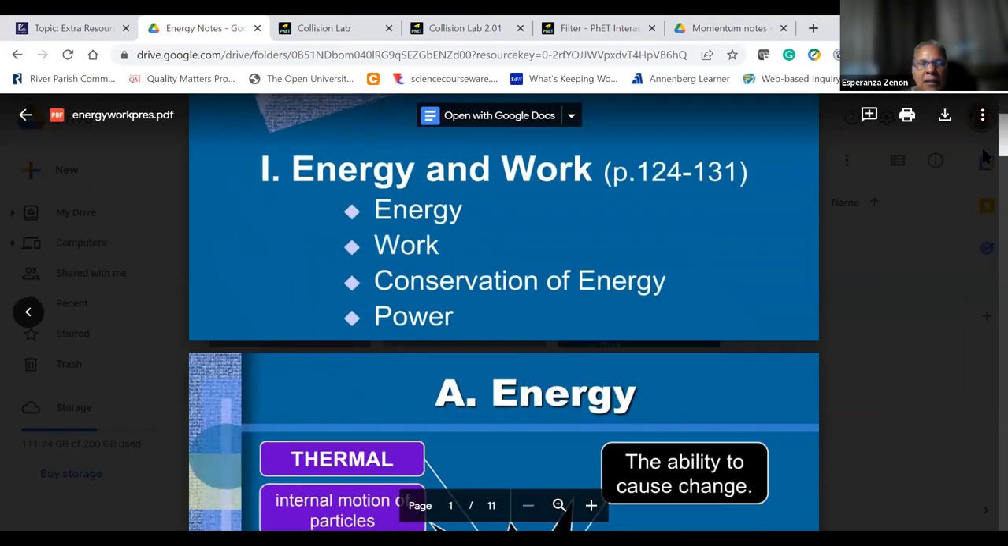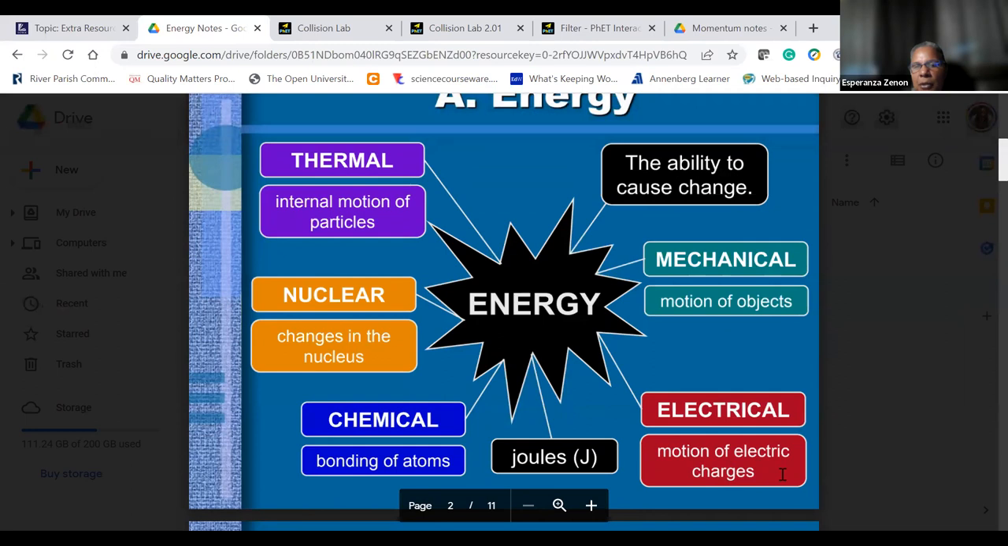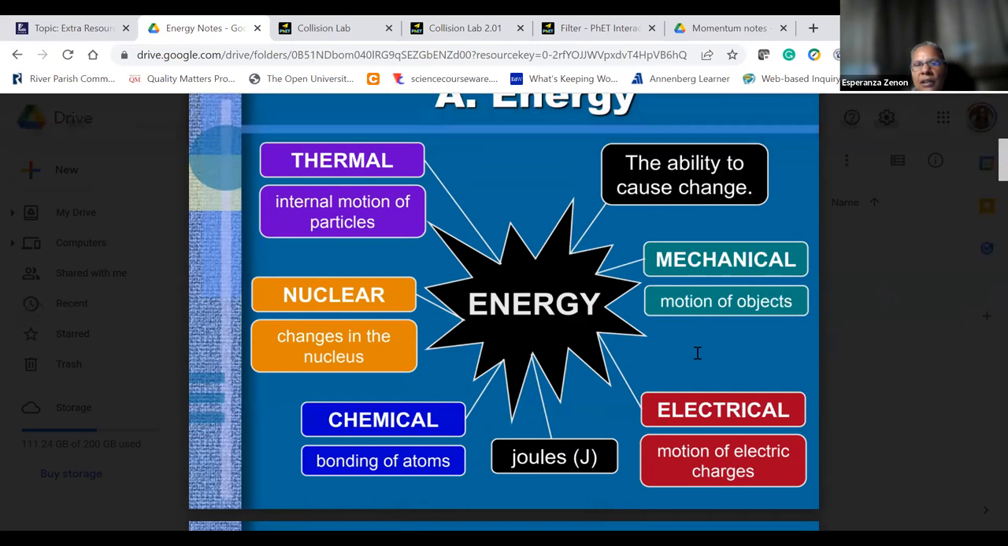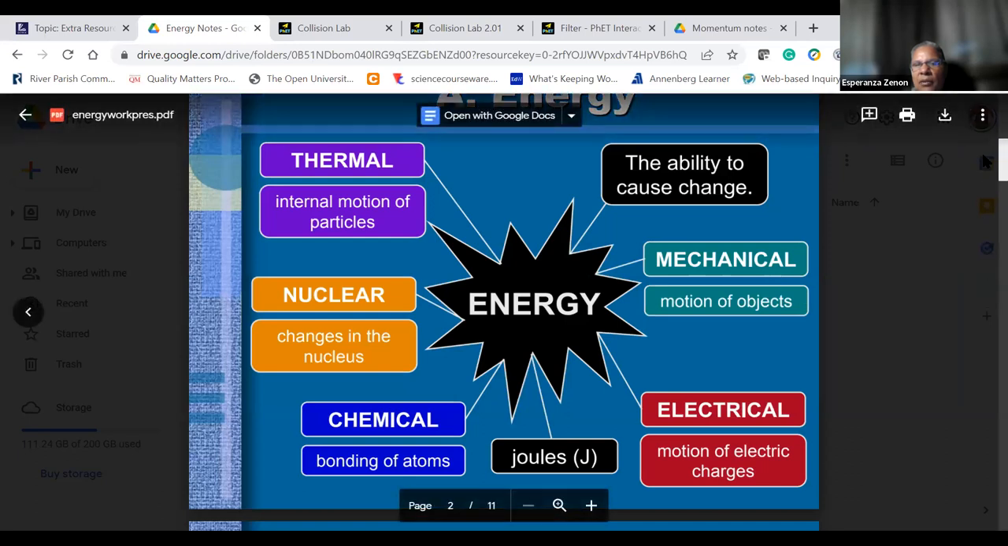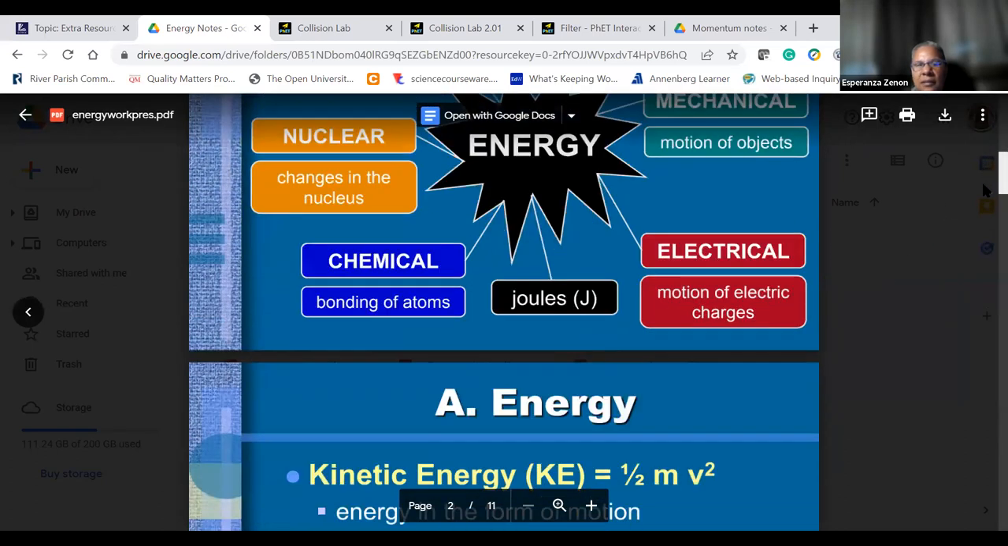And so in this packet, again, we look at different types of energy. They all have in common that they can cause change. For example, electrical energy changes the motion of electric charges. But we focus on mechanical energy here, and what we're looking at is how energy causes a change in the motion of these larger objects. The other thing they all have in common is that they're measured in joules.